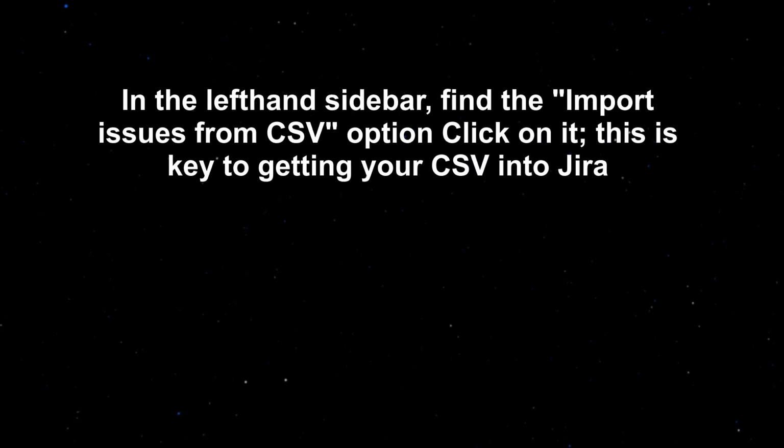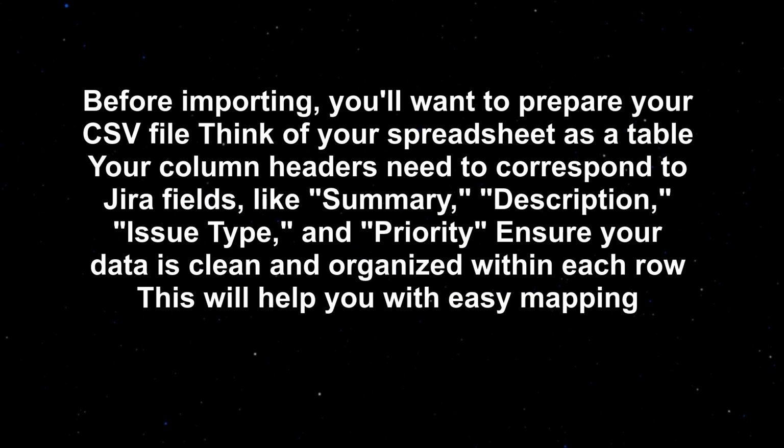In the left-hand sidebar, find the Import Issues from CSV option. Click on it. This is key to getting your CSV into Jira. Before importing, you'll want to prepare your CSV file. Think of your spreadsheet as a table. Your column headers need to correspond to Jira fields like summary, description, issue type, and priority. Ensure your data is clean and organized within each row. This will help you with easy mapping.